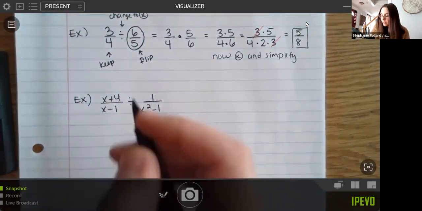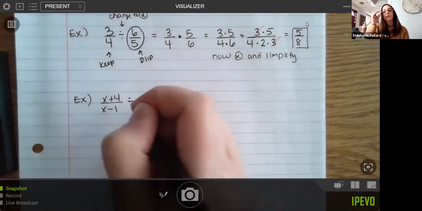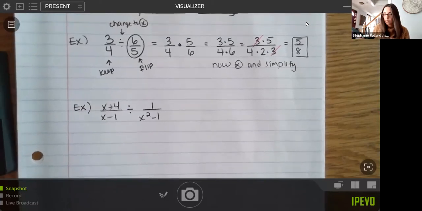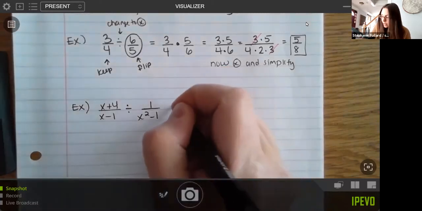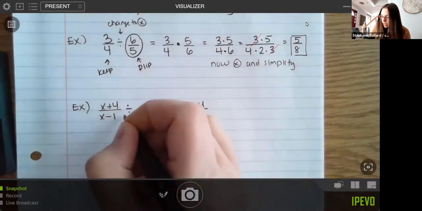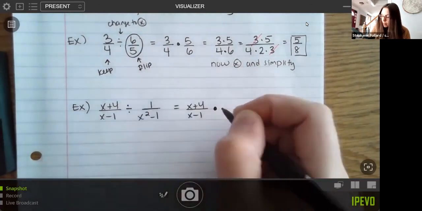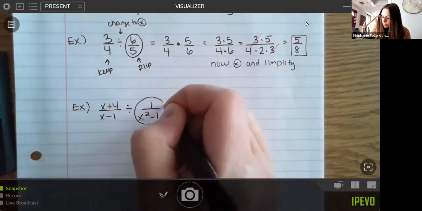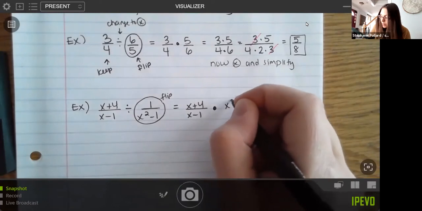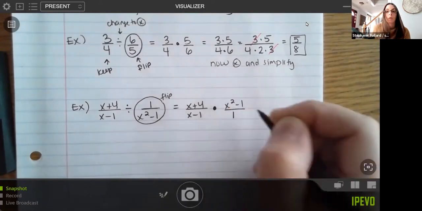So let's say I have something like this. X plus 4 over x minus 1 divided by 1 over x squared minus 1. So think back to your regular steps. We're going to keep the first one the same. We're going to change this to a multiplication problem, and then you are going to flip that second fraction. So whatever is in the denominator comes up, and whatever is in the numerator goes down.